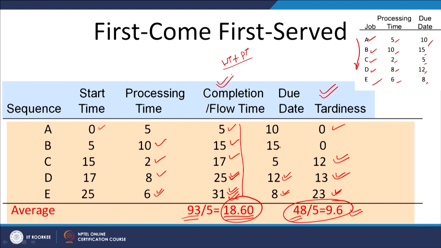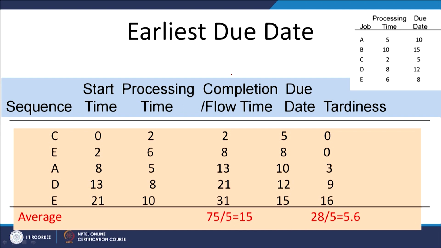Now, if we apply another rule for the same case, with the jobs A, B, C, D and E with the processing times and the due dates. When the earliest due date rule is applied, the topmost priority is given to the job which has the earliest due date. The earliest due date is for job C, having 5 days.